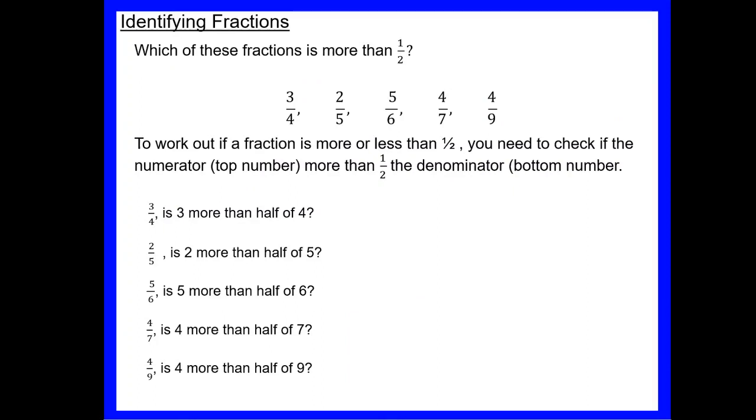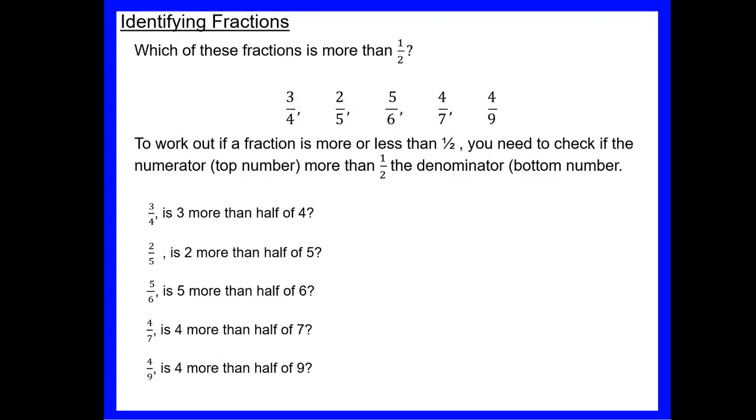Okay, we're going to start off by identifying fractions. We're going to have a look to see if we can work out which fractions are more than a half. This is quite useful if we want to be able to put them in order. If we know which ones are more than a half and which ones are less than a half, that's a good starting point for being able to sort them out. So a quick way to work out if a fraction is more or less than a half is to check if the numerator, that top number, is more than half of the denominator, the bottom number.